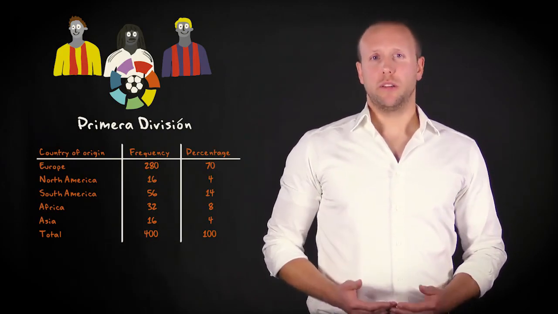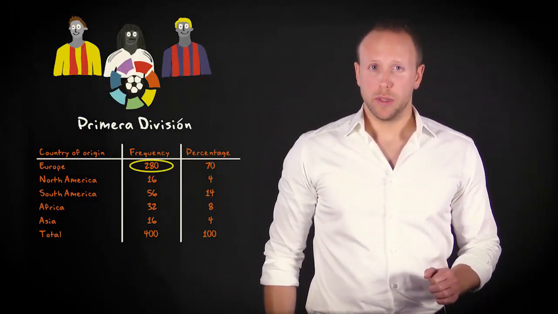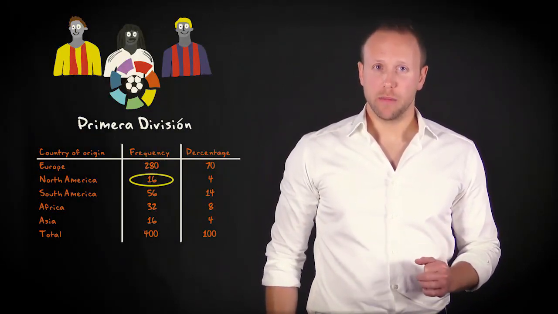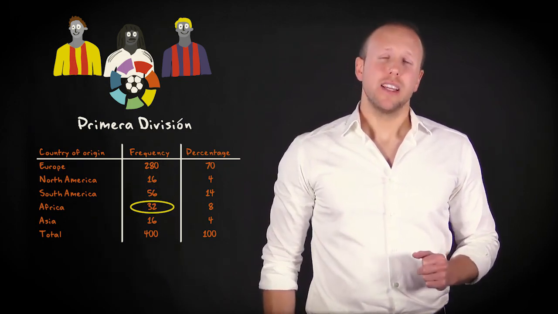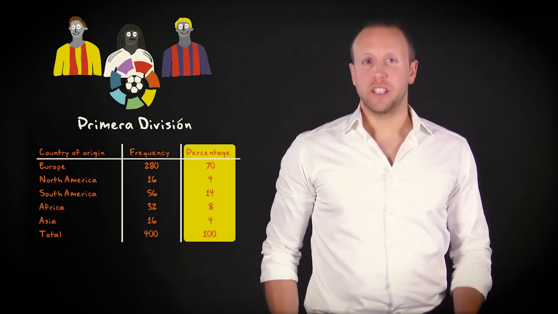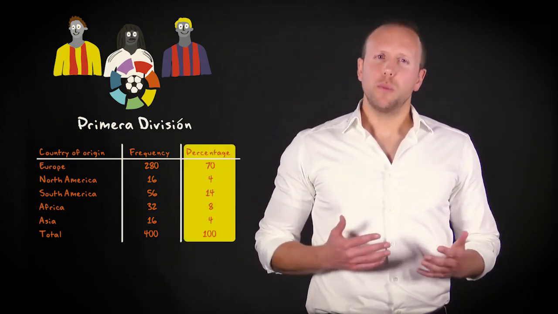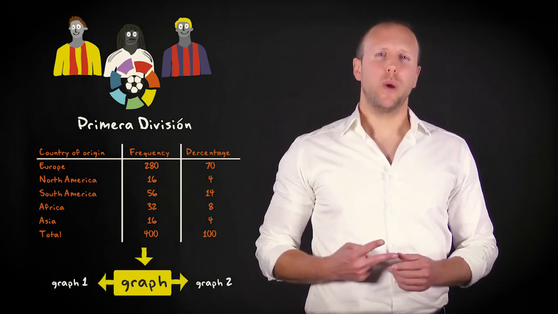Imagine I studied where the football players in the main football competition in Spain come from. This frequency table could be the result. You can see that 280 players come from Europe, 16 from North America, 56 from South America, 32 from Africa, and 16 players from Asia. I've also added the relevant percentages. You might want to present these results by means of a graph. Let me show you two possible ways in which you could do that.